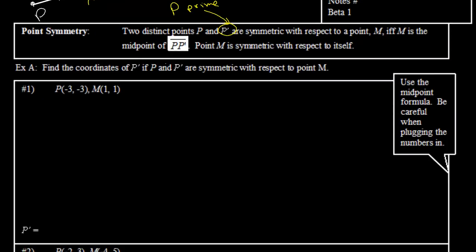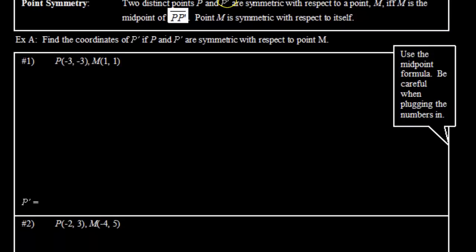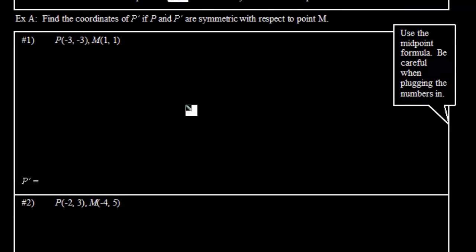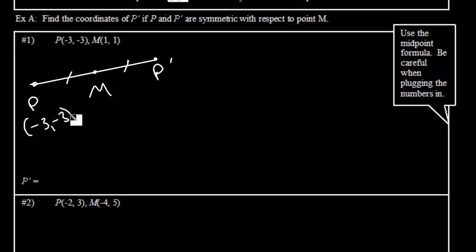Example A. Find the coordinates of P prime if P and P prime are symmetric with respect to point M. I would strongly encourage you to first make a small picture of this, labeling your P, your P prime, and your M. M is the midpoint, therefore it's the same distance from P to M as it is from M to P prime. Coordinates for P are -3, -3. Coordinates for M are 1, 1.